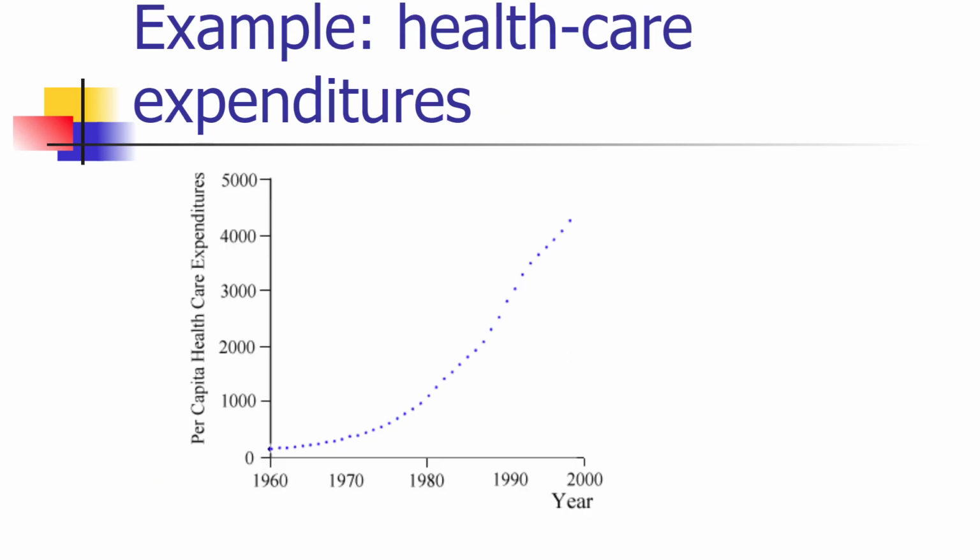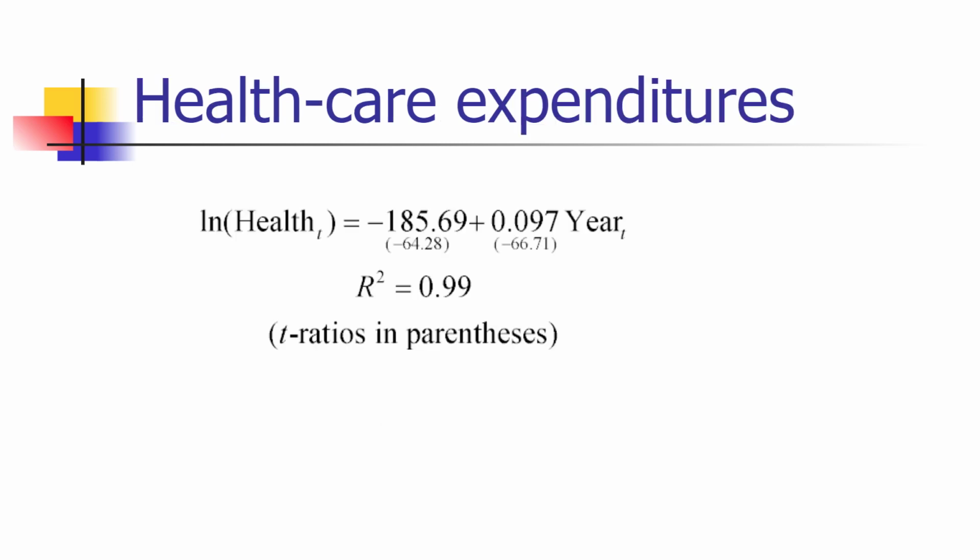This is an example that appeared in the textbook. If you looked at healthcare expenditures between 1960 and 2000, you had a growth rate that looks very much like the sort of exponential function we saw before. When we estimate a relationship between the log of healthcare expenditures and time, which in this case we just call year, we get this relationship. So the intercept of that was a negative 185.69, but the growth rate of that, or the estimated coefficient of 0.097, tells us that healthcare expenditures were growing by 9.7% each year.